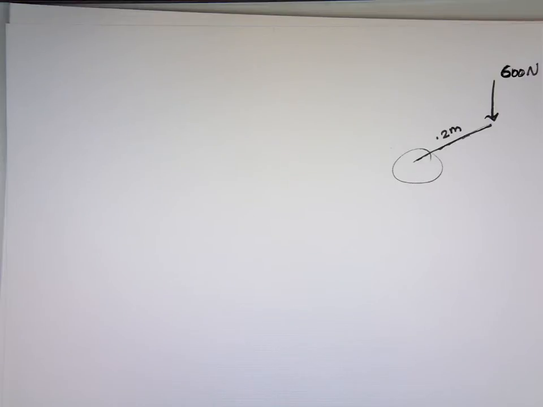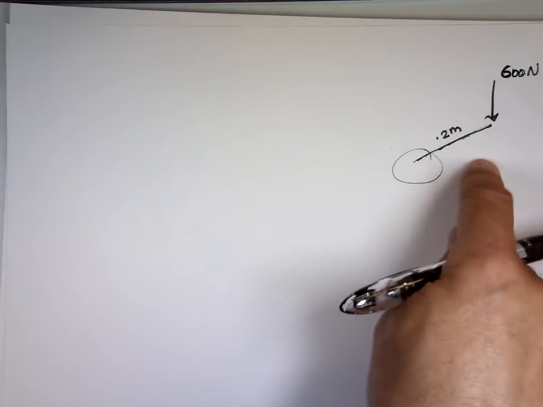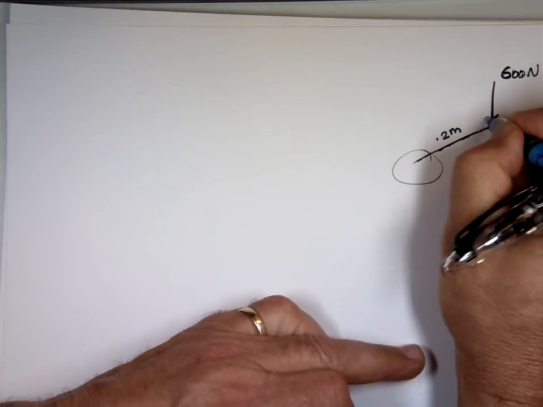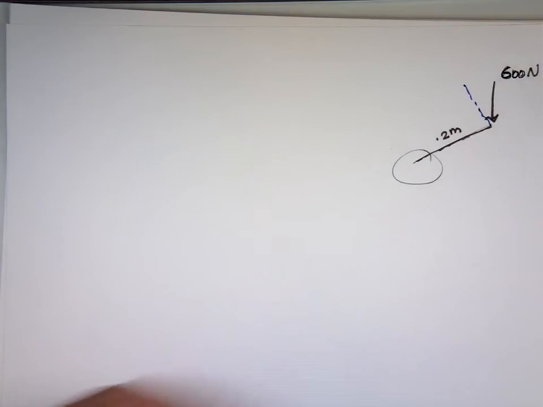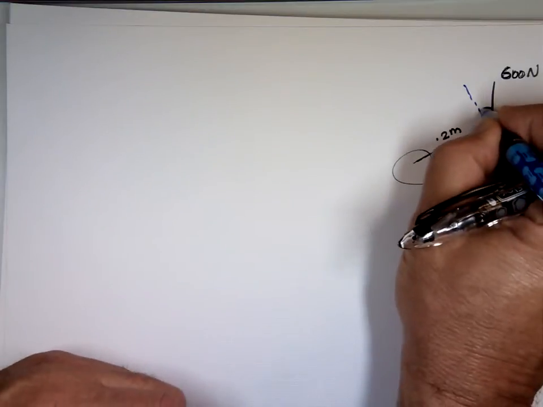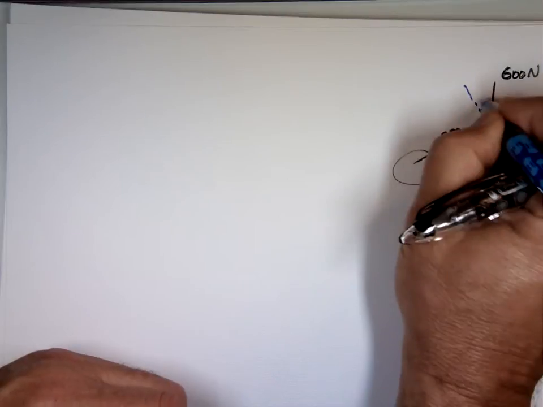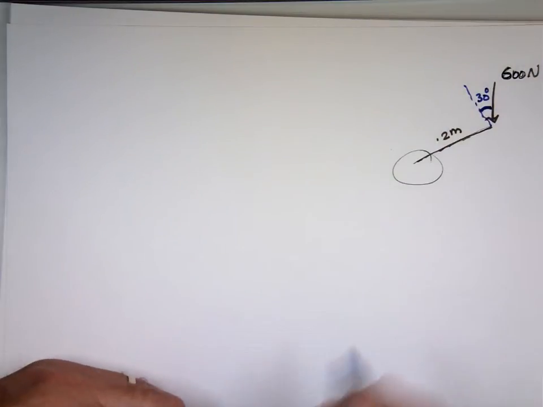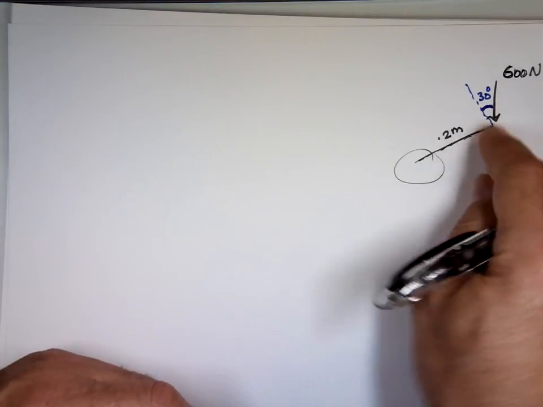What I need to know is what component of this force is effective, so I need to give you what the angle is. We need to know what that angle is. Let's say this angle is 30 degrees between the vertical and that. So I need to figure out what portion of that force is in this direction.